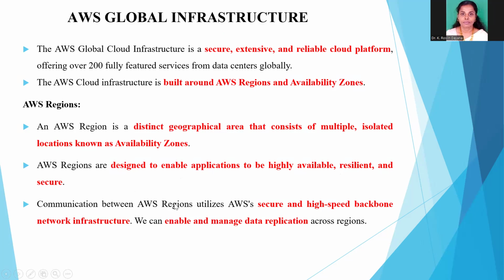Communication between AWS regions utilizes AWS secure and high-speed backbone network infrastructure. AWS provides a high-speed network infrastructure, so communication will be done between different AWS regions. And we can enable and manage data replication across regions. This is the most important benefit.